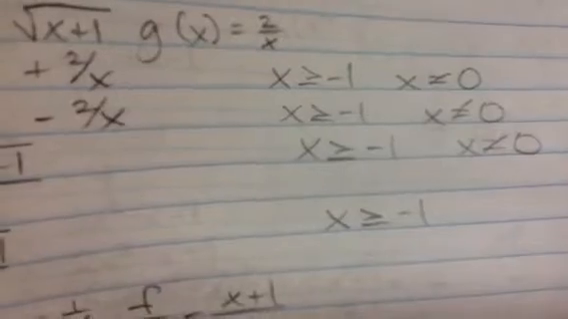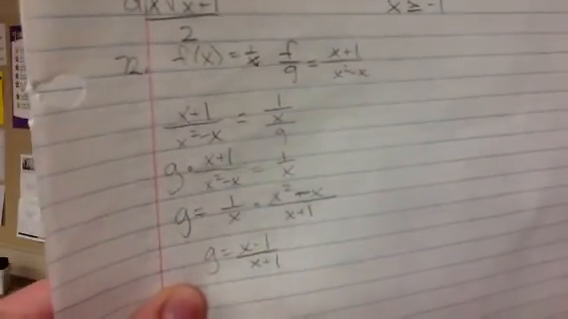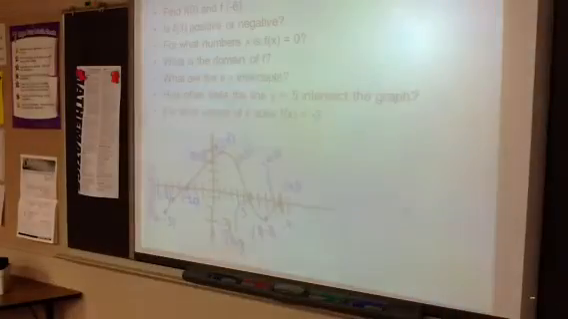Here are your domains. They are all the same for A, B, and C. As I said for A, D is negative 1 to infinity with a bracket on negative 1. 72, we get, what in the world? G is x minus 1 over x plus 1. All right.